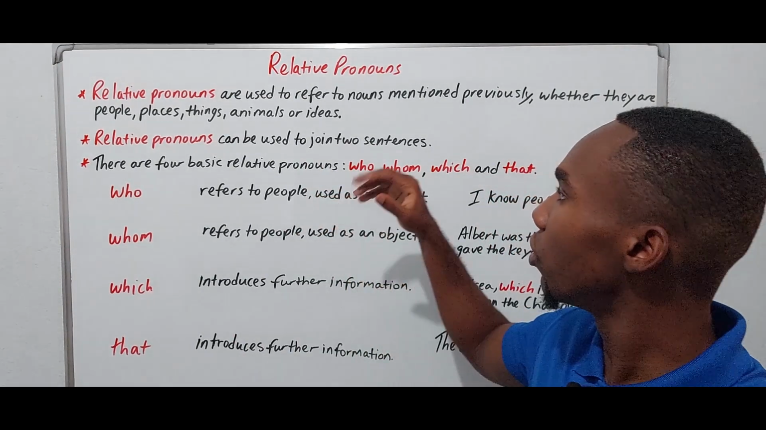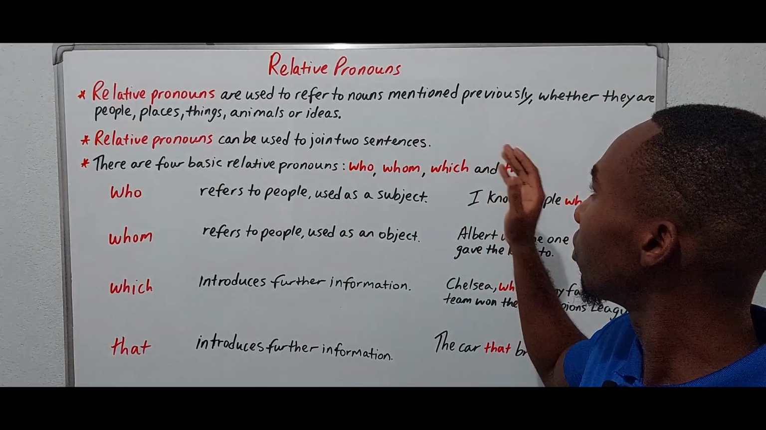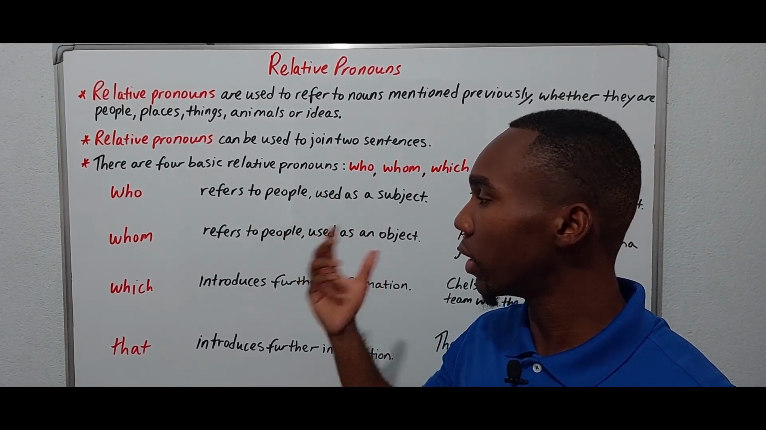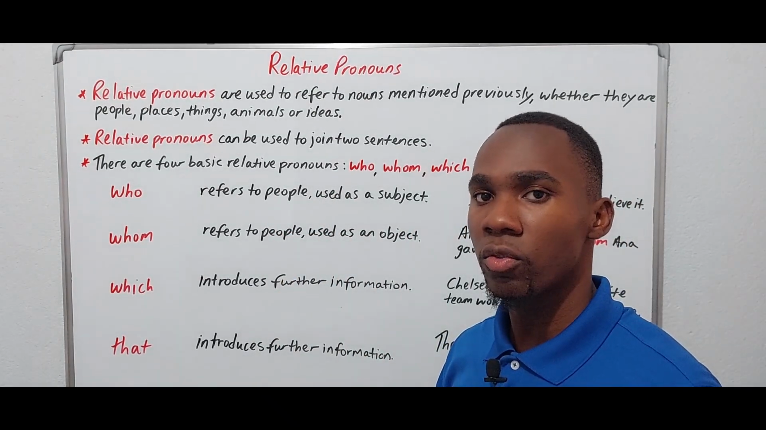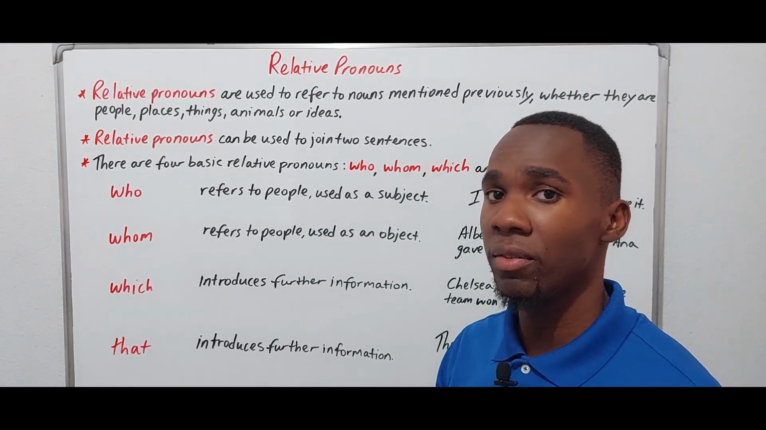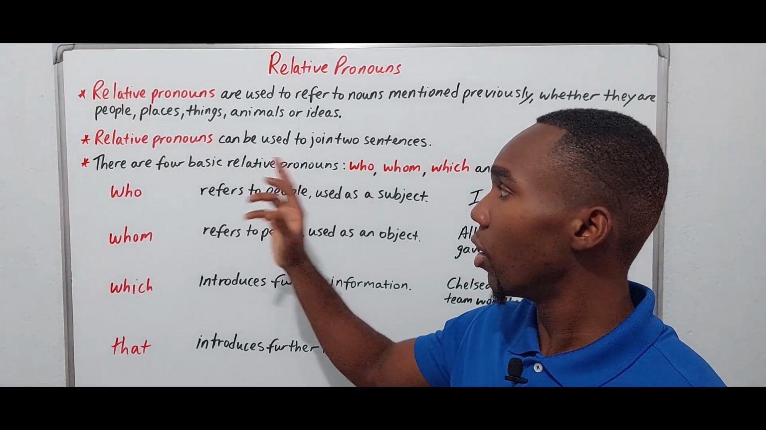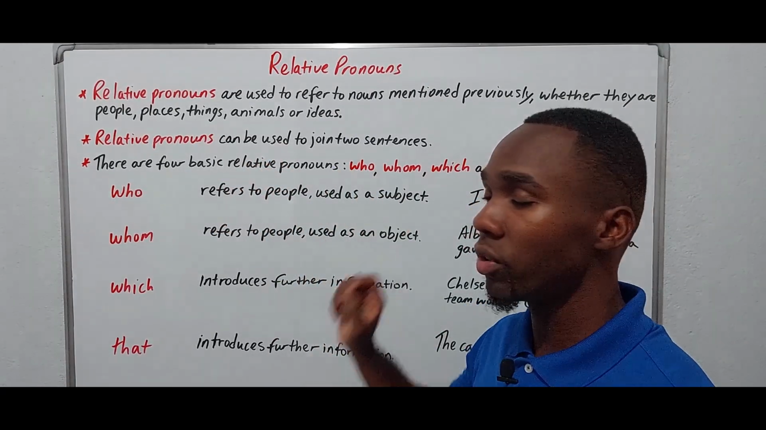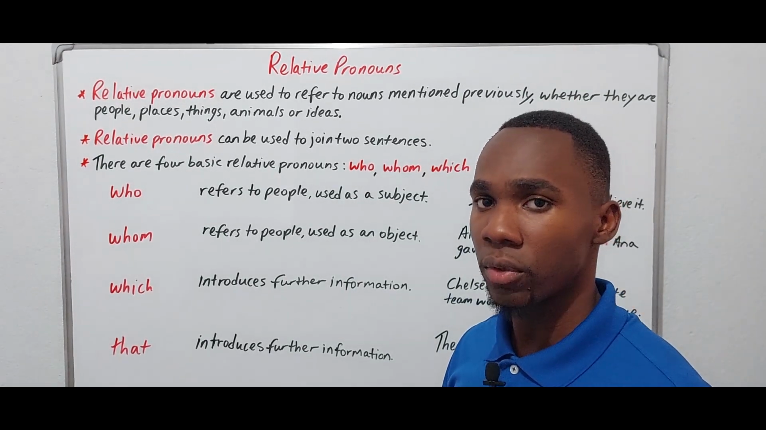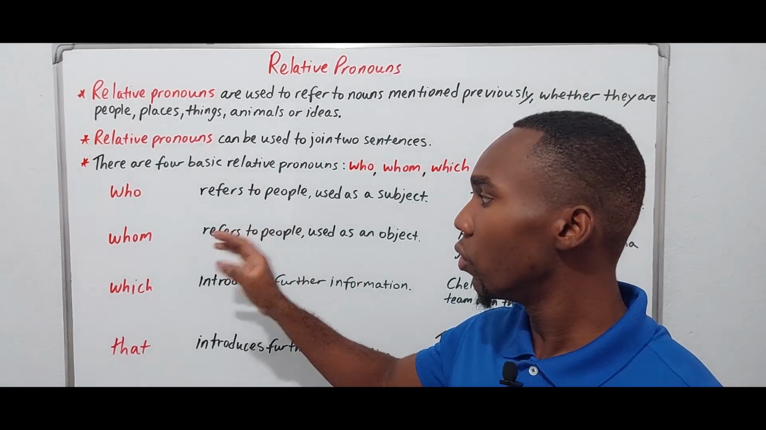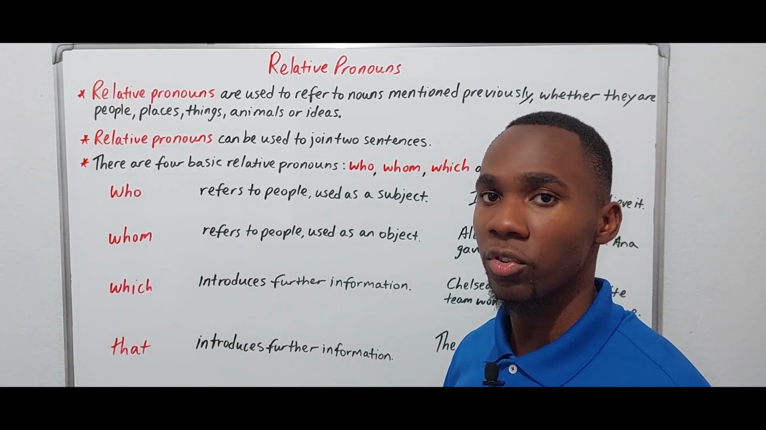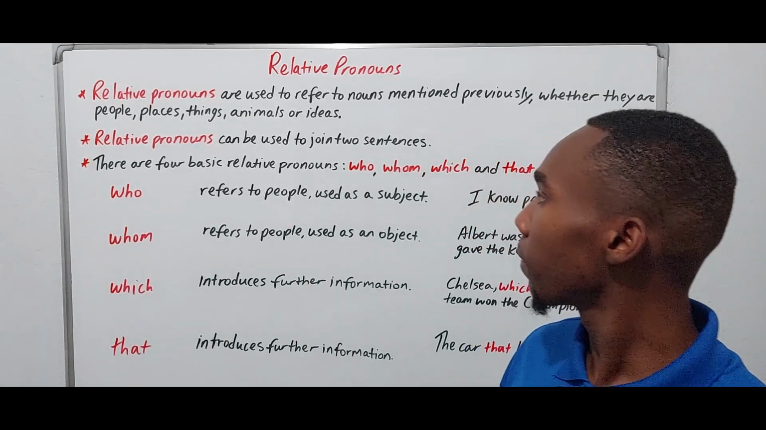So relative pronouns are used to refer to nouns mentioned previously, whether they are people, places, things, animals, or ideas. What relative pronouns do is provide more information about a noun that was previously mentioned. They are also used to join two sentences, right? And there are generally four relative pronouns: who, whom, which, and that. And these will have different functions, as you will see shortly, right?